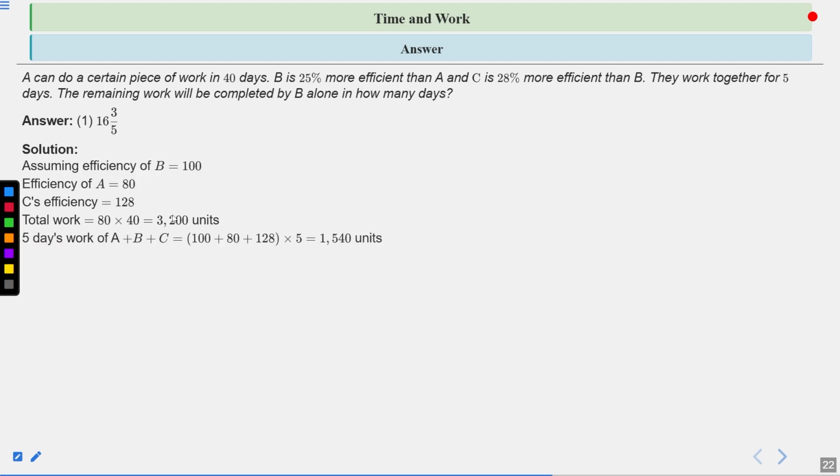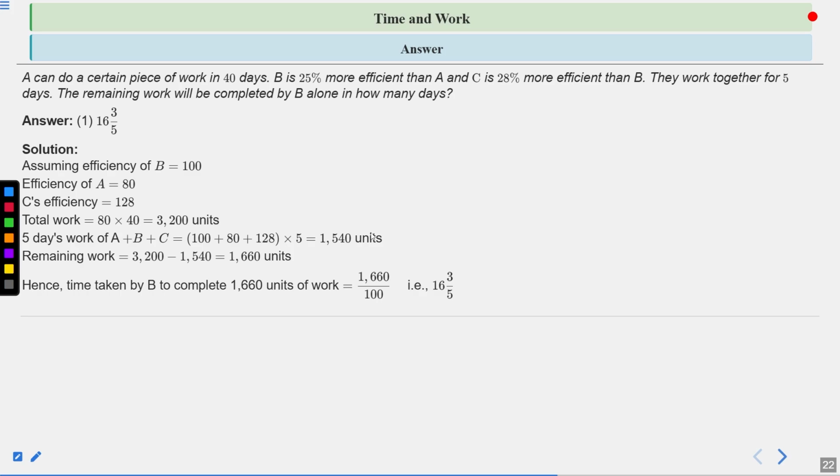Now the 5-day work of A, B and C combined: it will become 100 units plus 80 units plus 120 units, multiplied by 5. When we multiply, we get 1540 units of work done by A, B, C together in 5 days. So the remaining work will become 3200, the total work, minus the 5 days' work of A, B and C, which is 1540. So the remaining work is 1660 units.